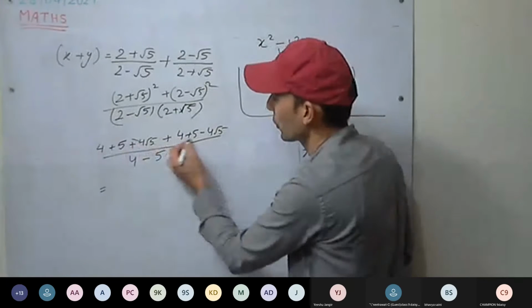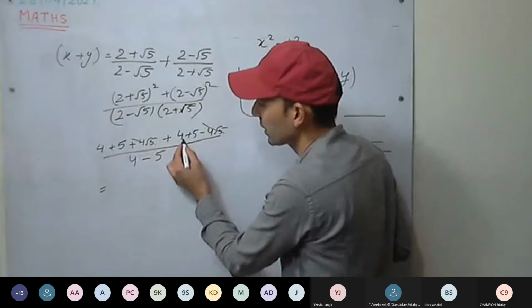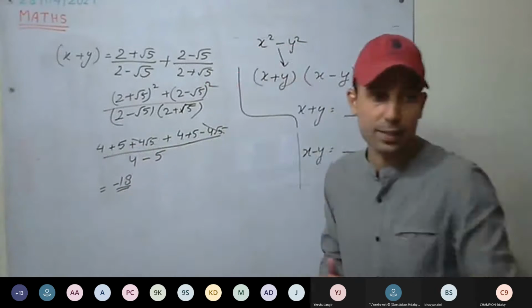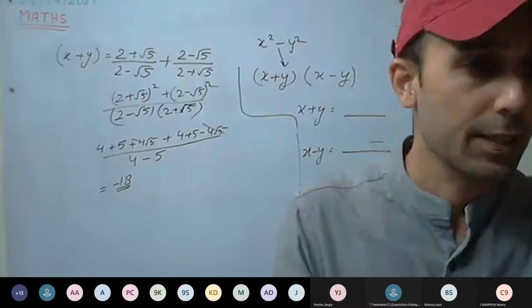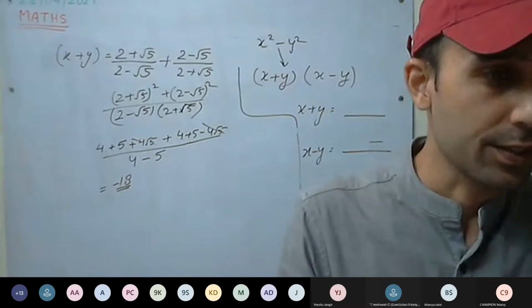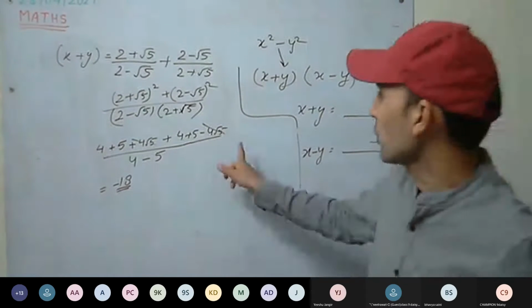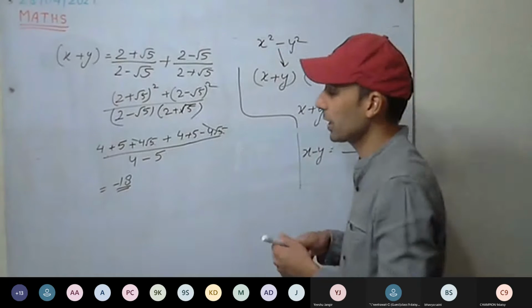The 4 root 5 terms get cancelled. 9 plus 9 is 18, divided by minus 1. Minus 18 is the answer. Is this clear? Now calculate x minus y.